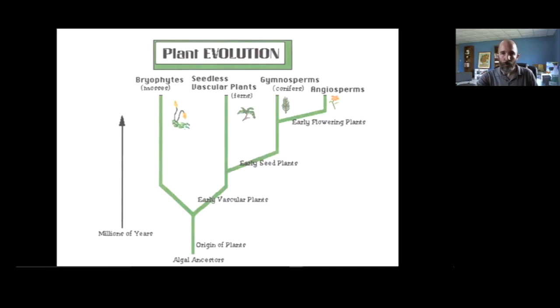So I wanted to take one step back from the flow chart we saw a minute ago and give you a quick story of how plants came about. In the beginning, there was algae.